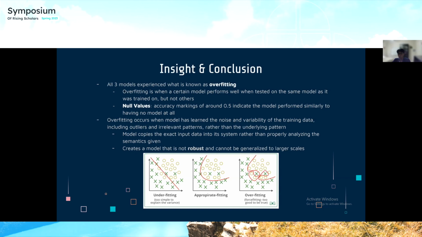This means that the model will copy the exact input data into its system rather than understanding the true semantics given. This makes the model not robust, as it cannot be generalized to a larger scale. For example, in the real world, there are an infinite number of ways data can be shown. Every single person writes in a different way every single time they touch the keyboard. So if a model can only understand one instance of one person writing, then it will not be able to identify real versus fake news in the real world setting.